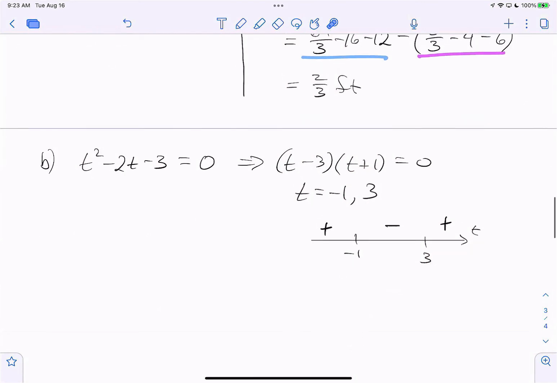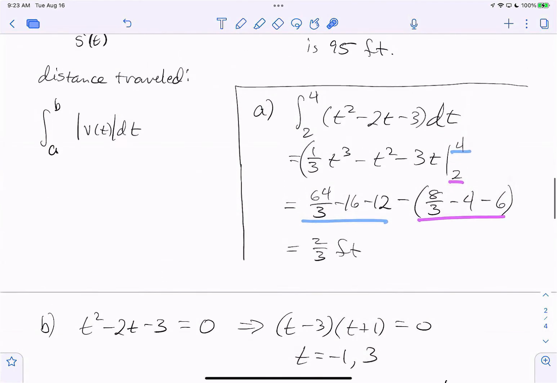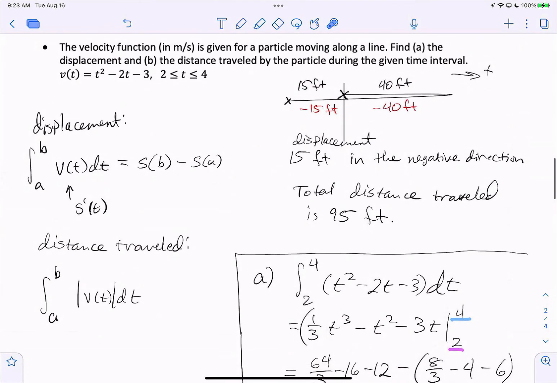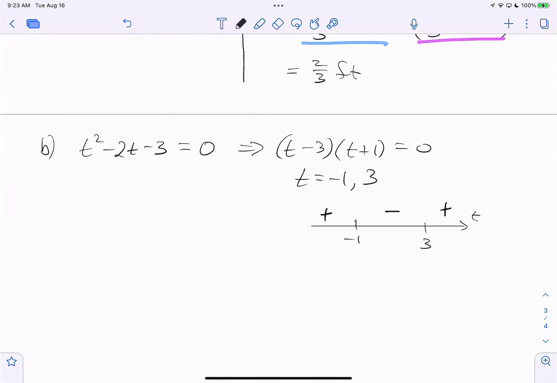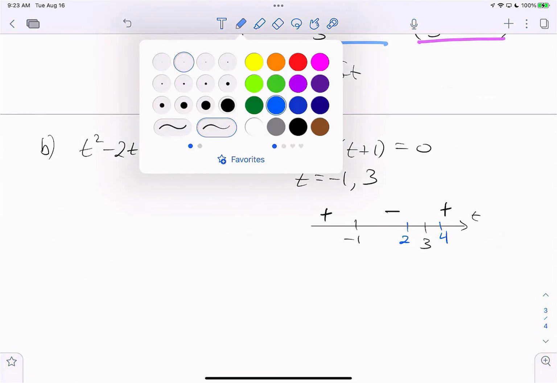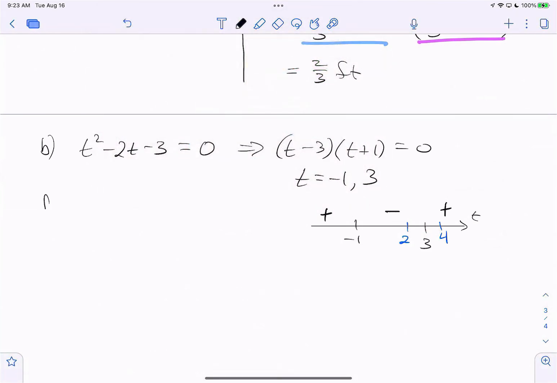And now if I look at our original integral here, t is going to go from 2 to 4. So I'm going to integrate over the interval from 2 to 4, and I see that for part of that, the integrand is negative, and for part of that, the integrand is positive. What we're actually going to do is find the integral from 2 to 4 of the absolute value of t squared minus 2t minus 3 dt.